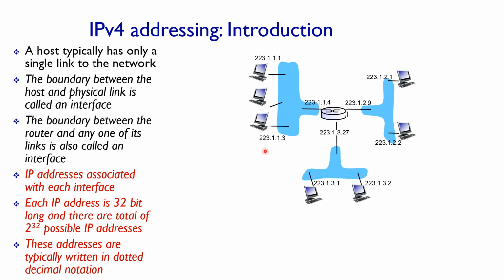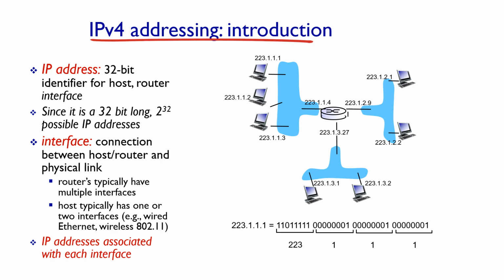In this figure we can see 223.1.1.3. It is a sample IP address, in decimal numbers and in dotted notation. There are 4 segments and each segment has 8 bits, and 8 times 4 is equal to 32, the total number of bits. We can have a total of 2 raised to 32 possible IP addresses, which is equivalent to about 4 billion possible IP addresses.